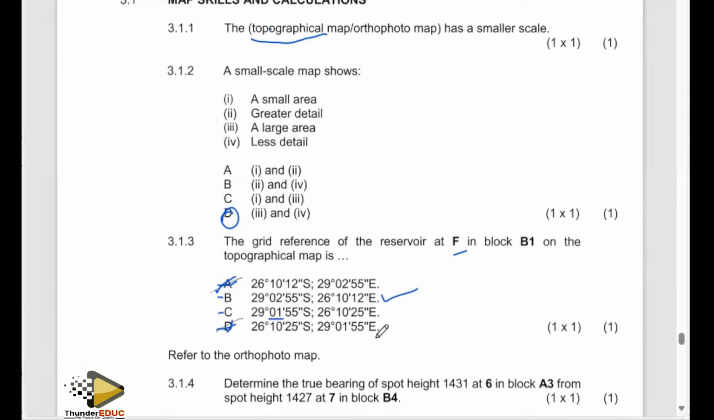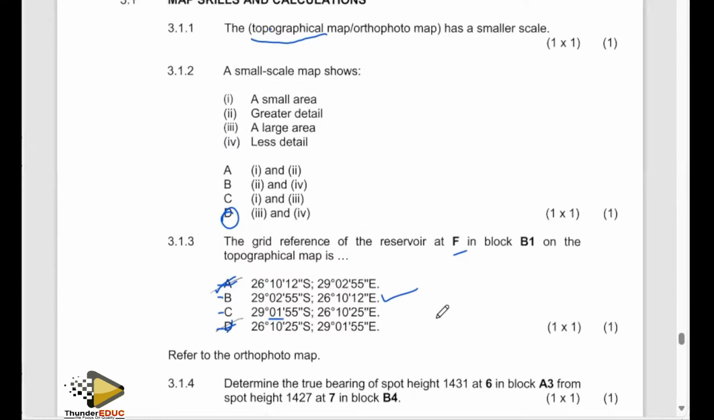So without even calculating, you are going to get your answer by just analyzing the degree and the minute values without even calculating the second values. This being a multiple choice question, it's a 1-mark question. It gives you the clue that you are not supposed to spend much time. But if it was the other form of question, which is not multiple choice, you're supposed to do the calculations of how you calculate the second values.